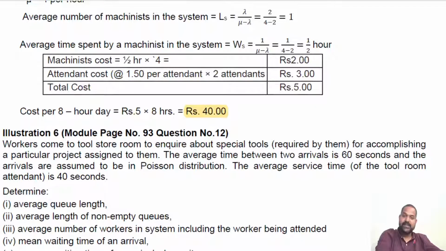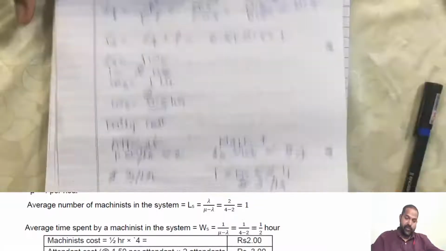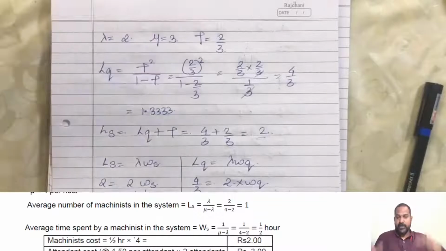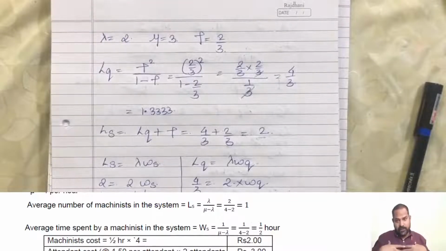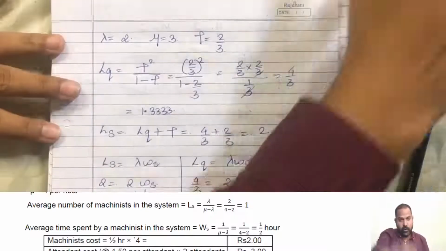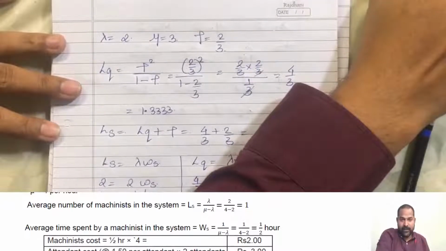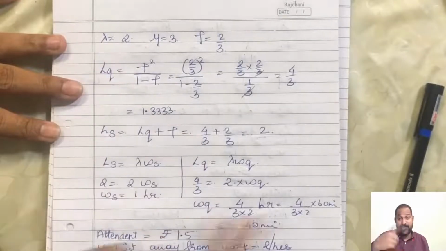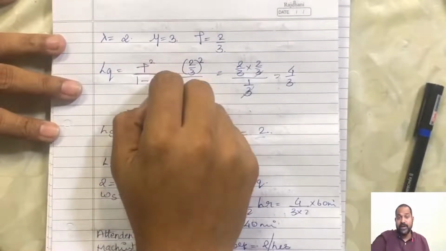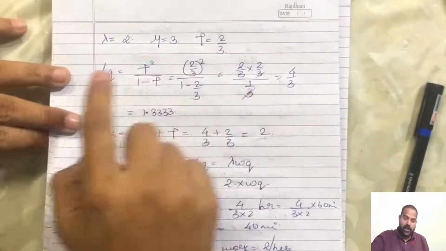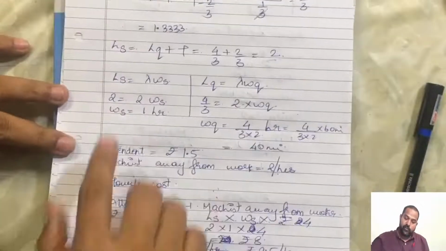I will quickly do a recap and then we'll wind this up. There is a tool store where there is a person who is attending to machinists who come there for tools. Okay. What is happening is there are 2 people that come every hour for service and the tool attendant can attend 3 people in an hour. So the rho is 2 by 3, length of the queue, length of the system, waiting in the system, waiting in the queue.